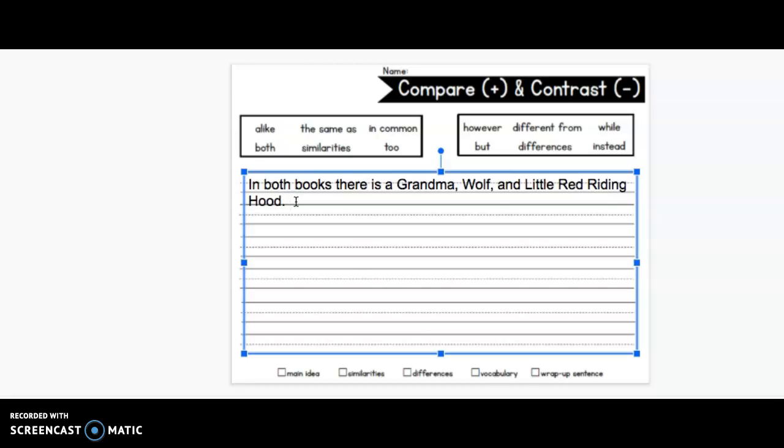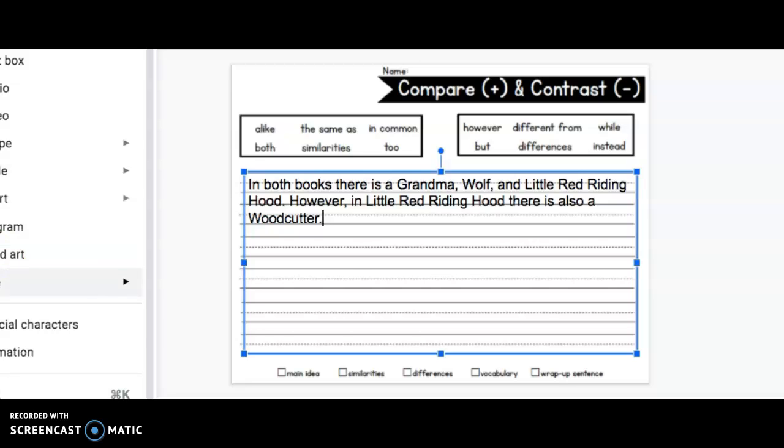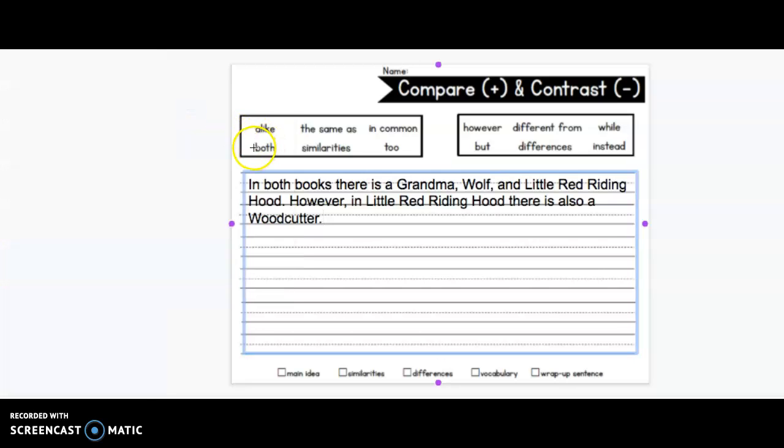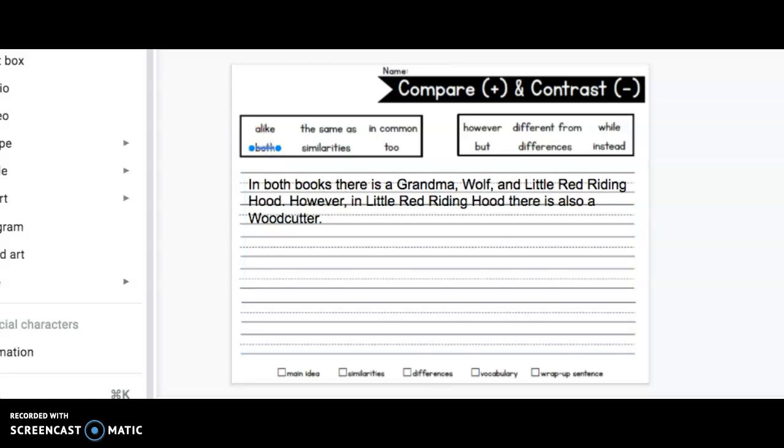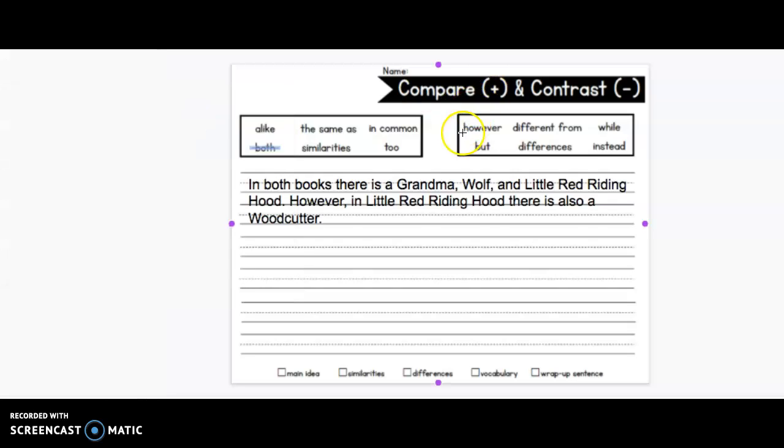Now, remember, I told you there was that one character that's different, that woodcutter. So I'm going to use a different word. I'm going to go to however. However, in Little Red Riding Hood, there's also a woodcutter. Okay, now I've used the word both and however. So I'm going to go ahead and cross those words off so that I don't use them again. It's okay if I do. I'm just going to try to use as many words through here as I can for my writing. Okay, so now I have compared the characters in both books.